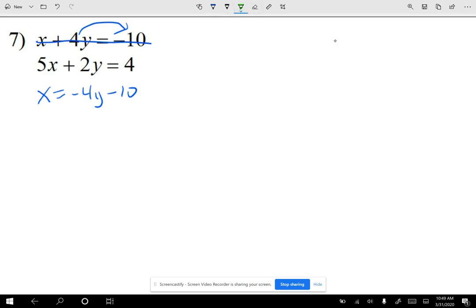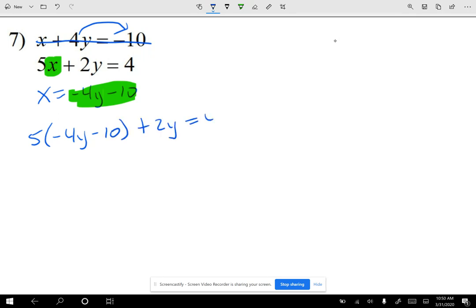So everything that X is equal to, I'm going to replace it for the X in this other equation. So I have 5, inside parentheses, -4Y minus 10, plus 2Y is equal to 4. Let me distribute the 5 to get rid of parentheses. So I have -20Y minus 50 plus 2Y is equal to 4.